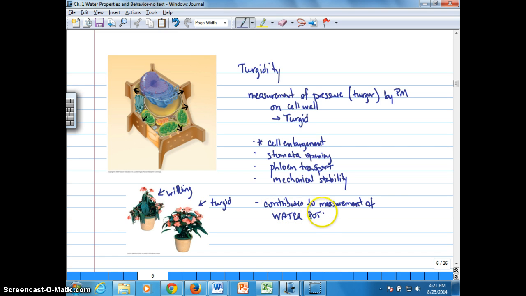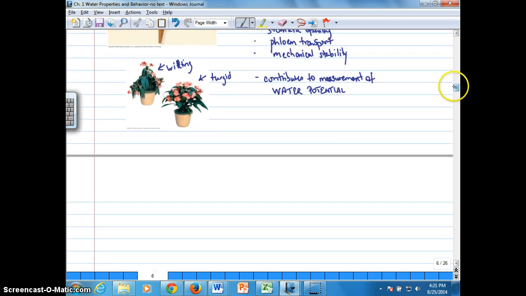So we're going to spend the next couple of video lectures on the concept of water potential. Basically, plants move down a gradient of water potential, and water potential, as we'll discuss in detail here, is the free energy of water molecules from basically one place to another. All right.